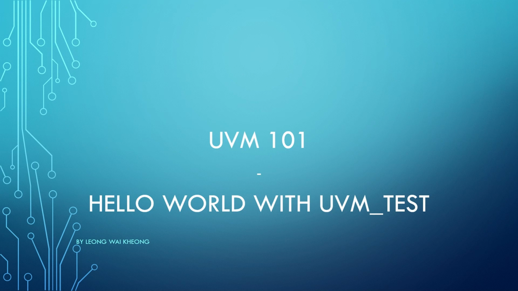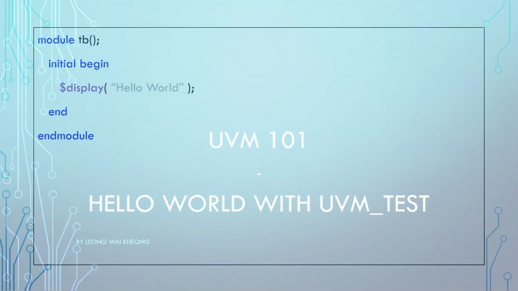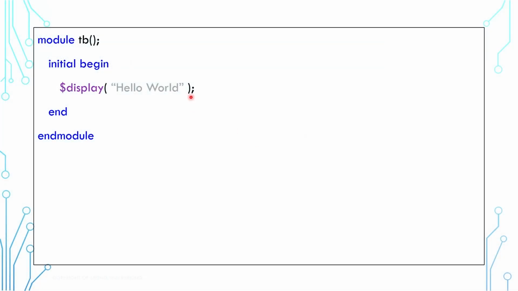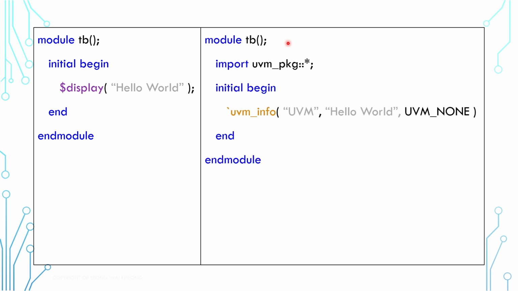In this video, we're going to look at the basics of UVM using Hello World. If we are learning about SystemVerilog, this would be the Hello World example. I hope you are familiar with this, and if you are not, I'd recommend you go through the SystemVerilog series. And now, for an equivalent example in UVM, first we need to import a UVM package in order to use any UVM code.